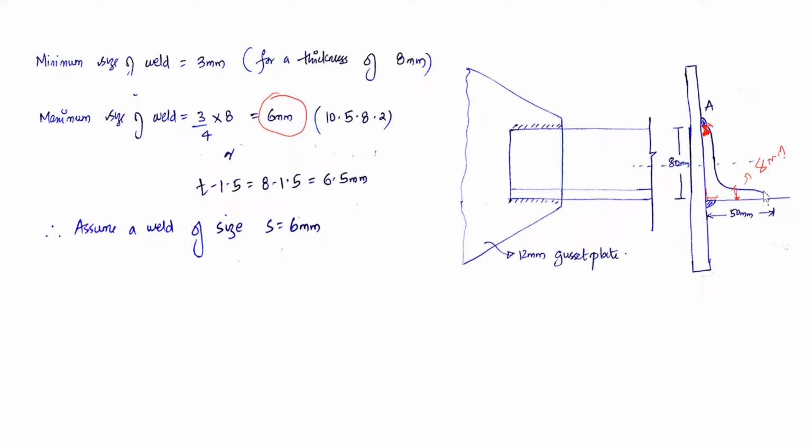Here, we are using a rolled steel angle section. The edge will always be rounded, not a curved one or a straight one. So if you are taking a rounded edge, the maximum size of the weld is 3/4 of 8.